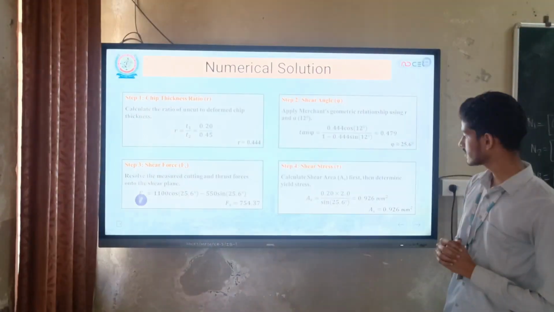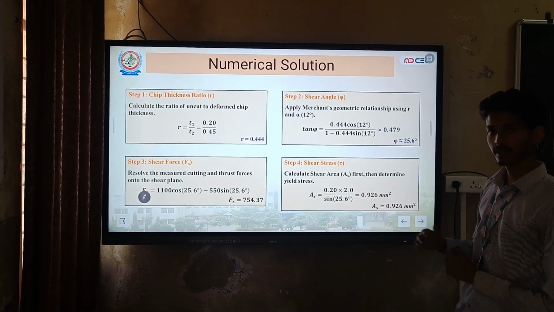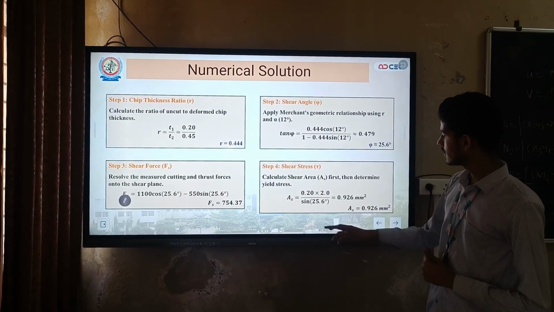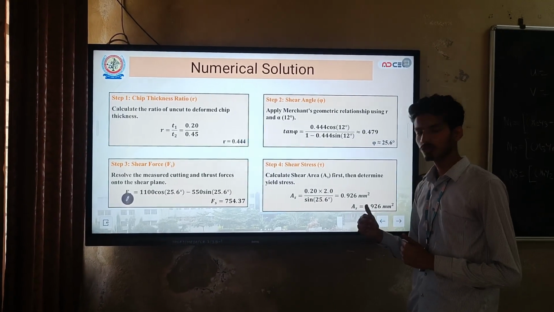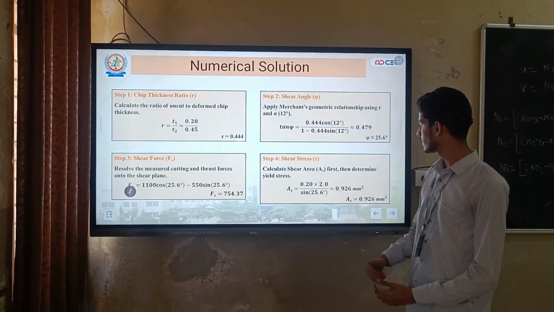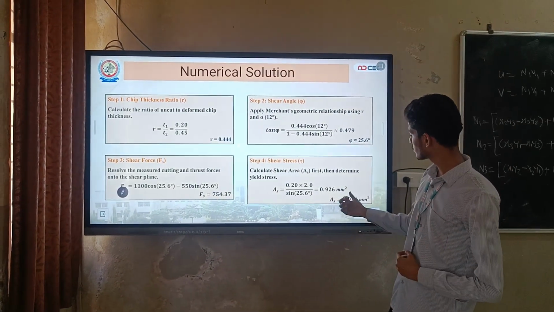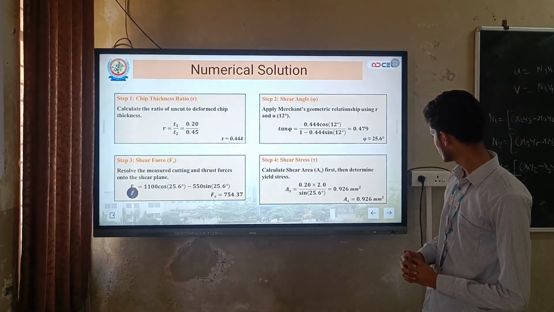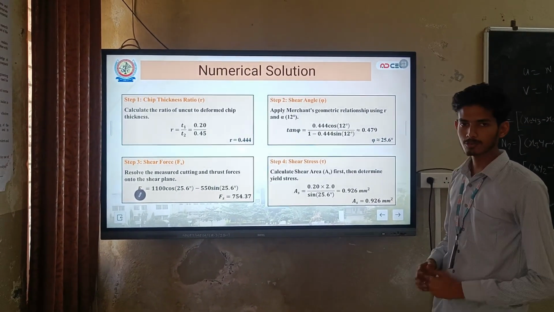For calculating shear stress, we first find the shear area As, then determine the yield stress. As is equal to 0.20 into 2.0 upon sin 25.6 degrees. It gives 0.926 mm squared, meaning the total area is 0.926 mm squared.